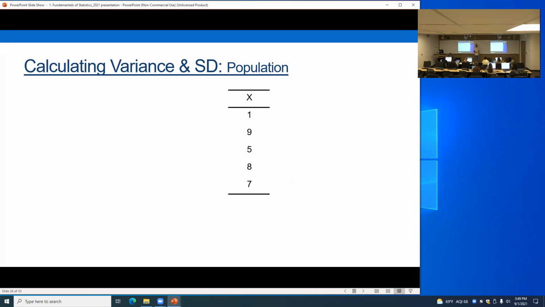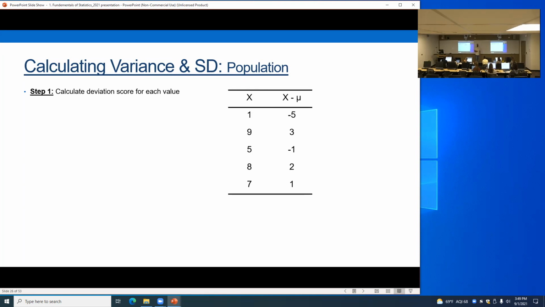So let's say we've got here a population of 5 scores, okay? These are all the scores in the universe. This is my entire population. These 5 people are the only 5 people of this type in the entire universe. So I'm going to go through and calculate the variability here. I take my X scores, and the first thing I'm going to do is take each score and subtract the mean, okay? For this population of scores, my mean is 6. And so I'm going to take each one of those scores and subtract 6, okay?